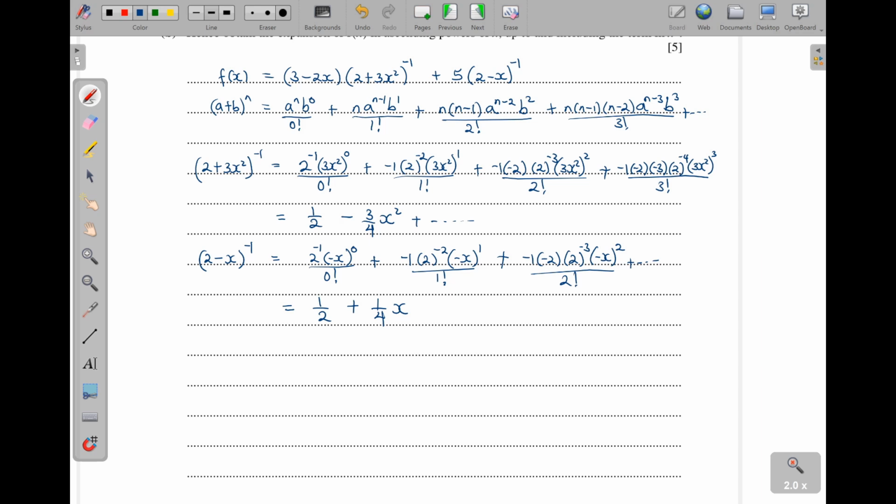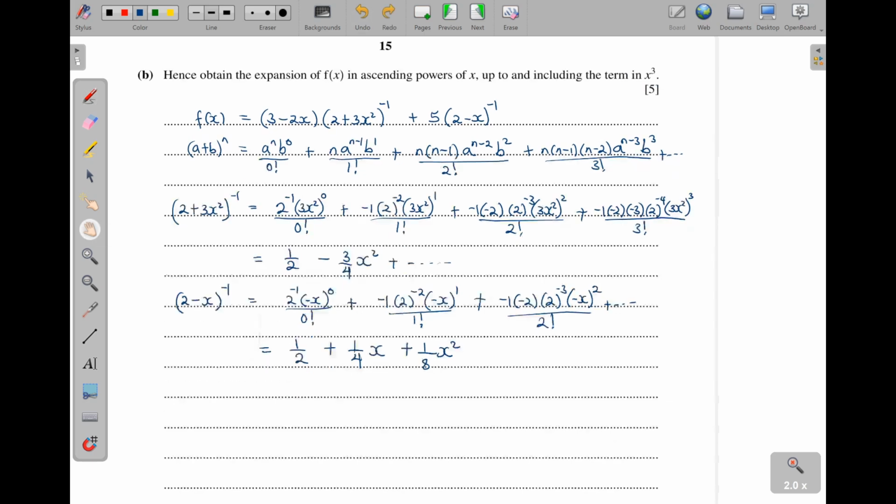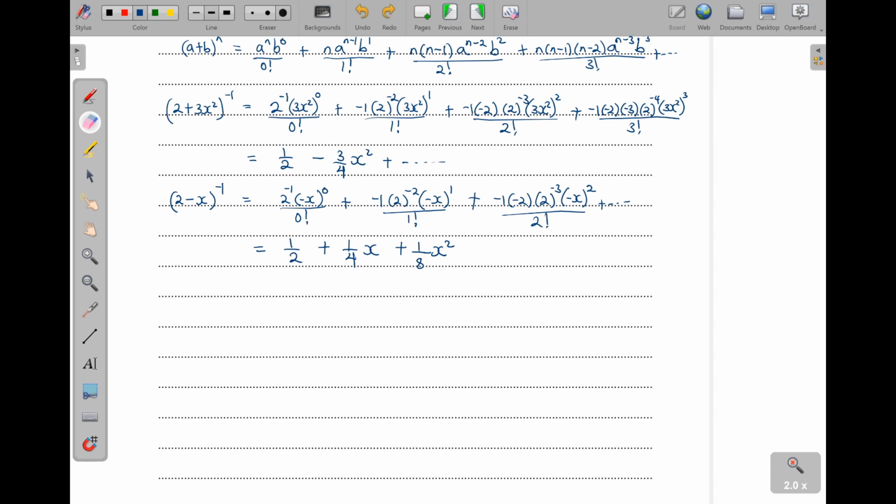Then the next one is going to be this one here is a positive 2, cancels with this one here. But 2 power negative 3 is 1 over 2 cubed, which is 1 over 8. So I'll write here plus 1 over 8 of x squared. Oh, here we are going up to x power 3. Okay, so I'm going to add another term here. Excuse me, I'm going to add another term here.